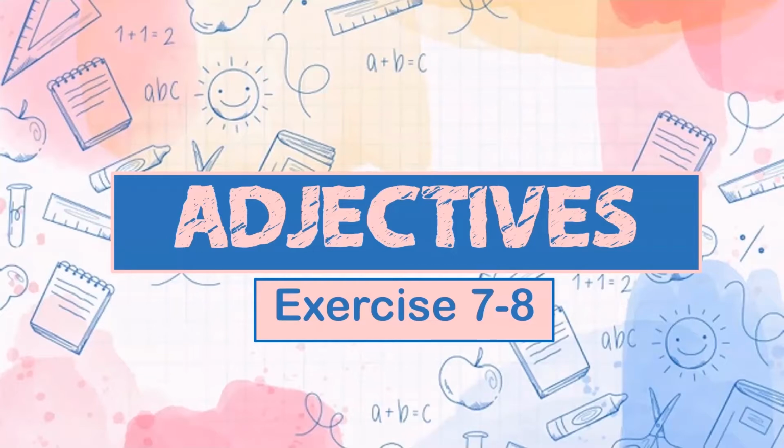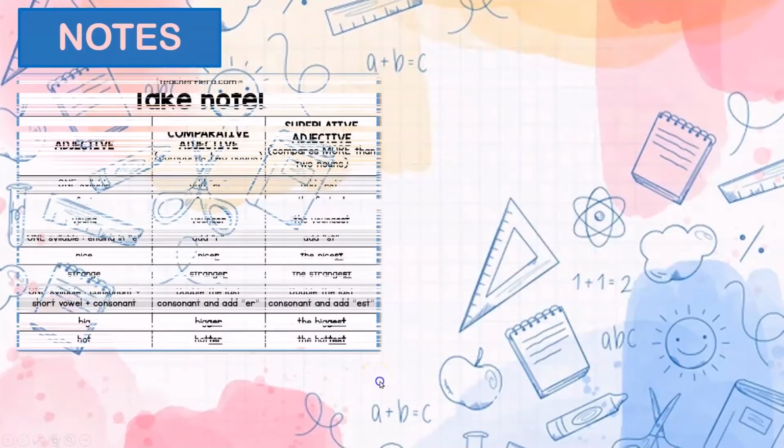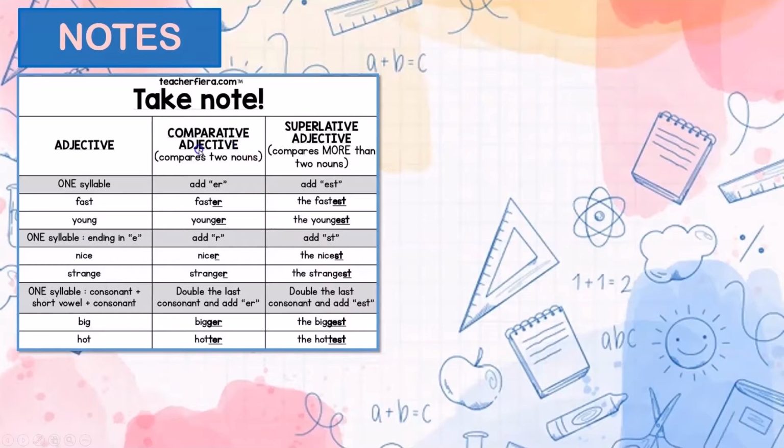Today we are going to continue our lesson on adjectives, which is exercise 7 to 8. The worksheets are taken from teacherfira.com. With that, let's begin. Today we are going to focus on comparative adjective and superlative adjective.